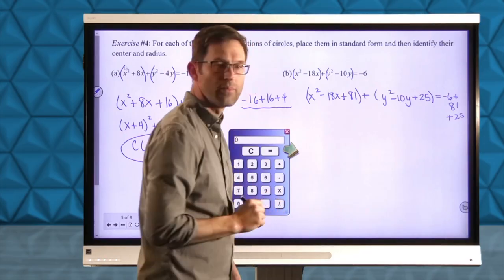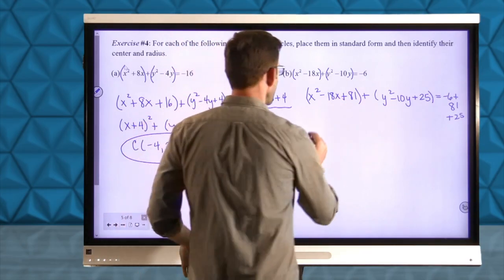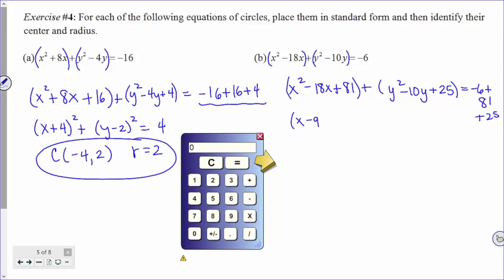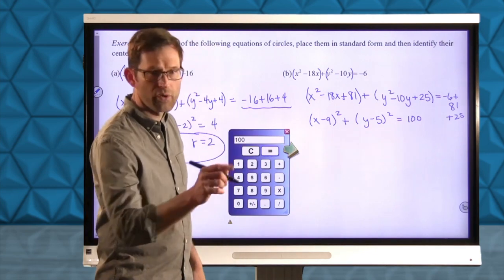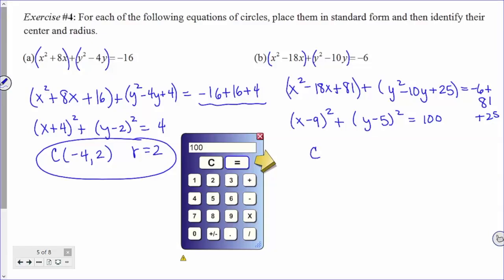There it is. So now we should factor, and we're going to get x minus 9, quantity squared here. We're going to get y minus 5 squared there. And we're going to get 81 plus 25, and then minus 6, and we're going to make that equal to 100. We've now got it in our center radius form. X minus 9 squared plus y minus 5 squared equals 100. Simple to get the center and the radius at this point. The center is at 9, comma 5, and the radius is equal to 10.